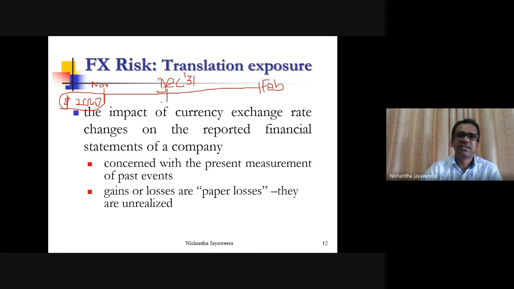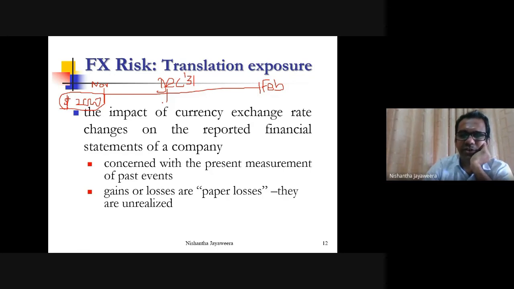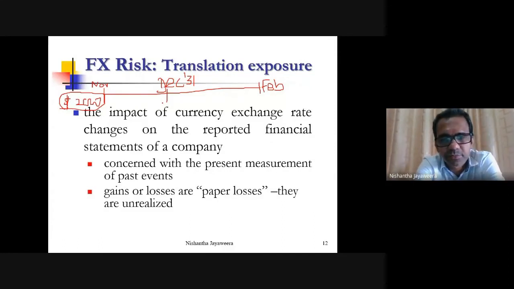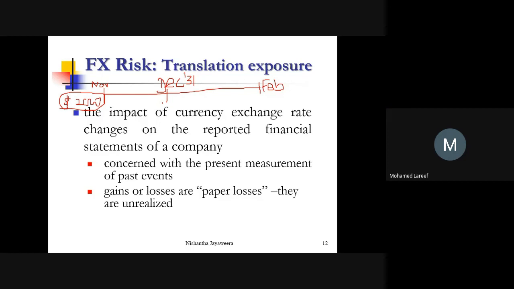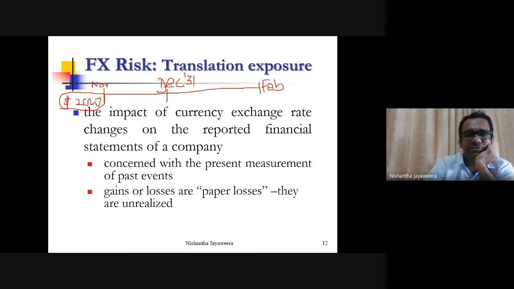What is the exchange rate that you use? Because do you reflect it in dollars, or how do you express it in your balance sheet? It's a Sri Lankan firm, so it should be in rupees. How do you decide the value of that $2,000 in terms of rupees? As of that accounting year end, December 31st, whatever exchange rate prevailed.